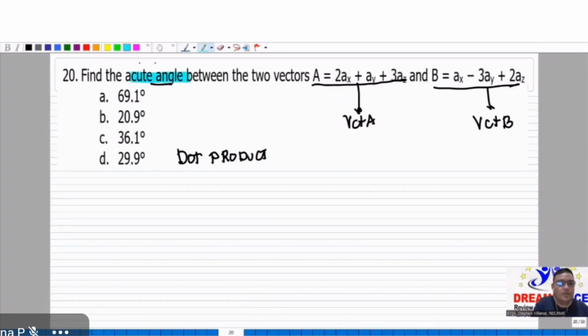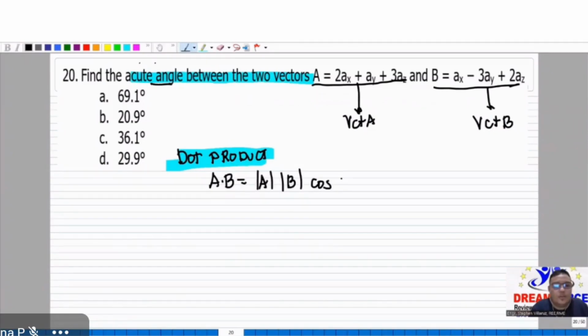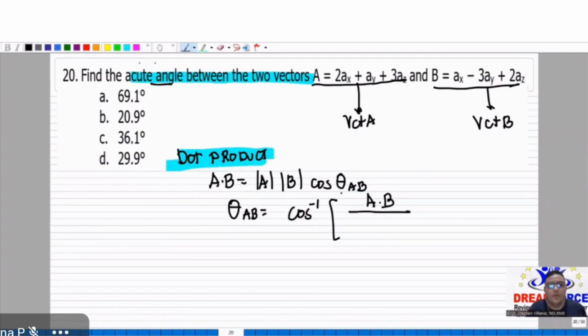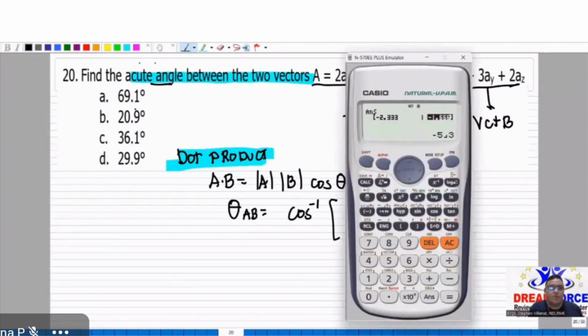So, angle between two vectors. Dot product lang yan. Okay? So, that is A dot B is equal to absolute value ng A, absolute value ng B, cosine of your angle between them. Ayan. Kukunin natin yung ating theta, AB. So, this is arc cosine lang ng A dot B all over magnitude ng A, magnitude ng B. So, take note, naka-degree mode tayo dapat dito kasi naka-degree yung ating choices. So, shift mode, degree lang.